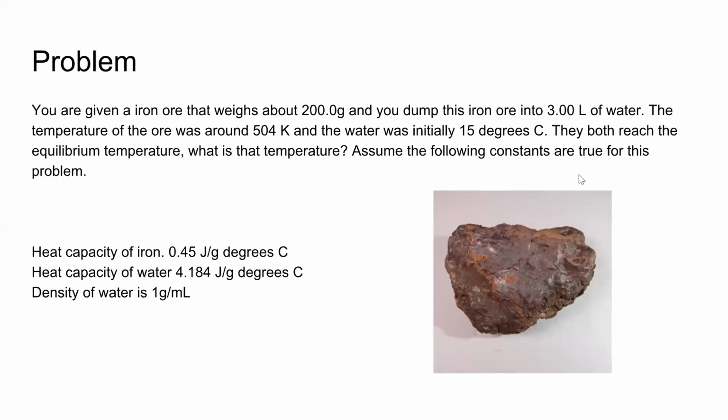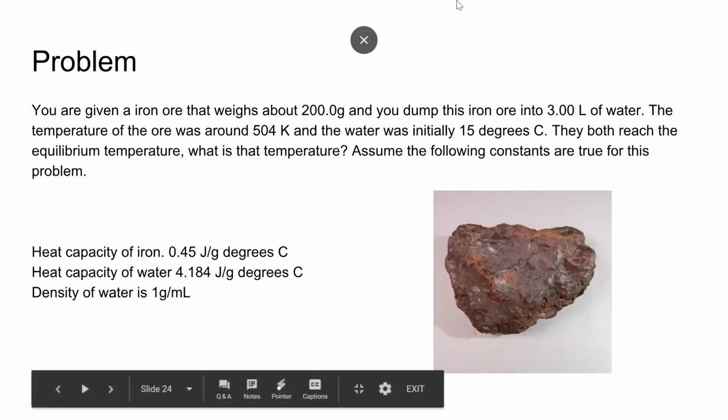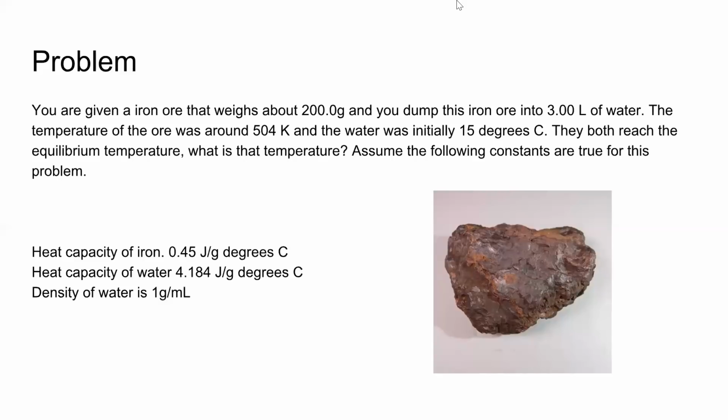So here's a problem. You're given an iron ore that weighs about 200 grams, and you dump this ore into 3 liters of water. Oh, did I not change that? I changed it to 1 liter later on. My apologies, it's supposed to say 1 liter too. Double check your math, kids. That's important. Let's say 1 liter of water.